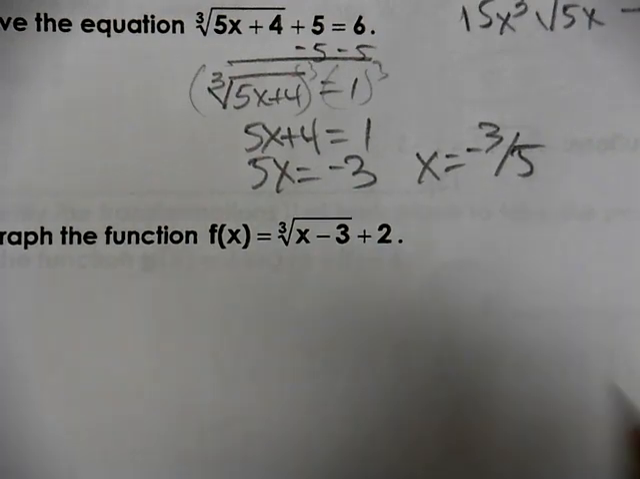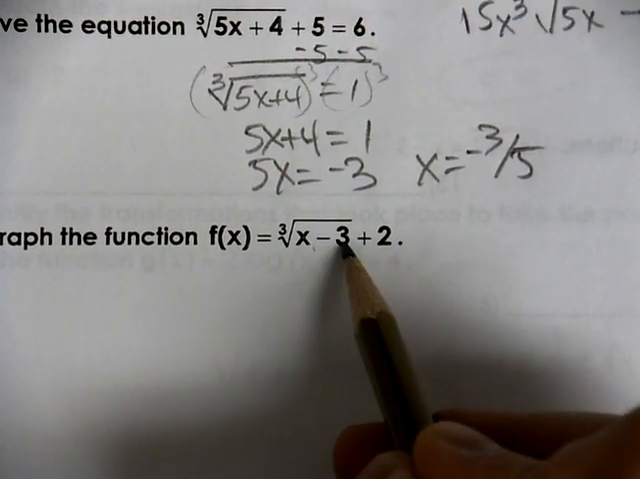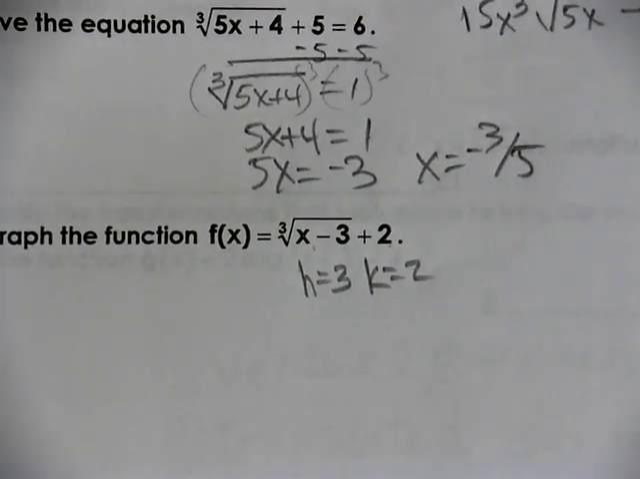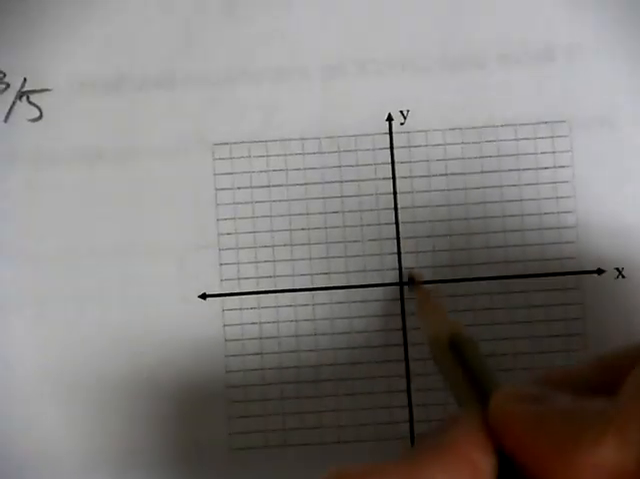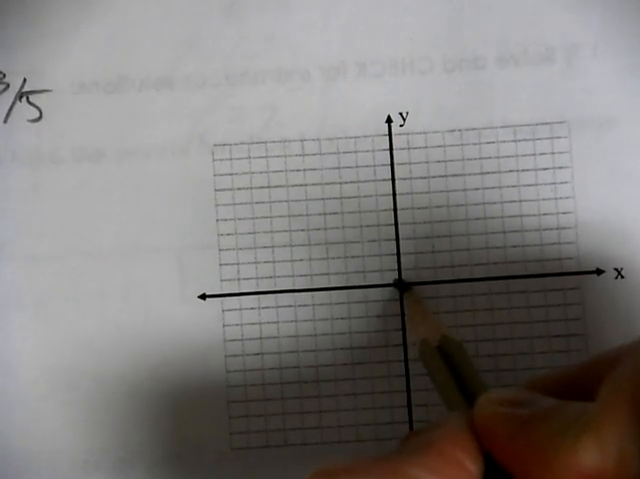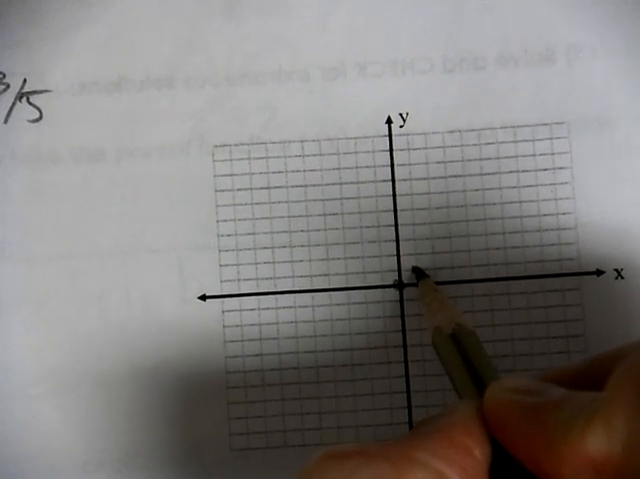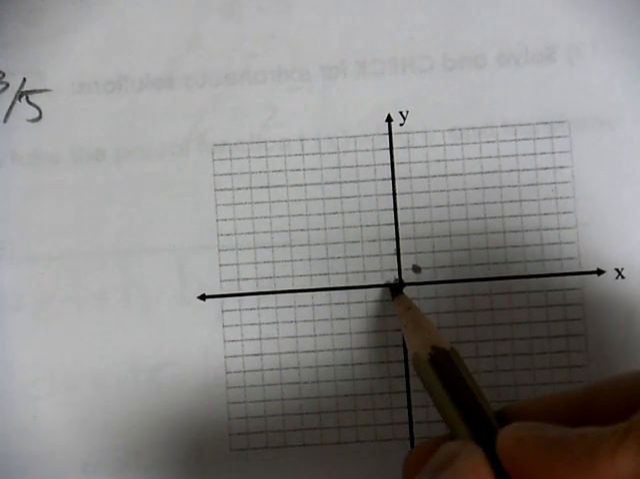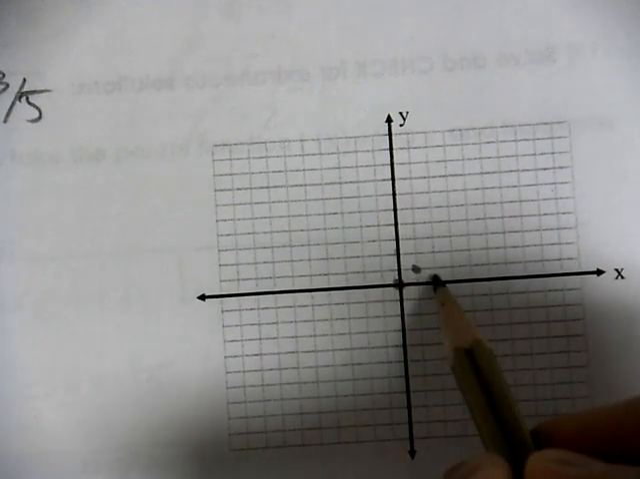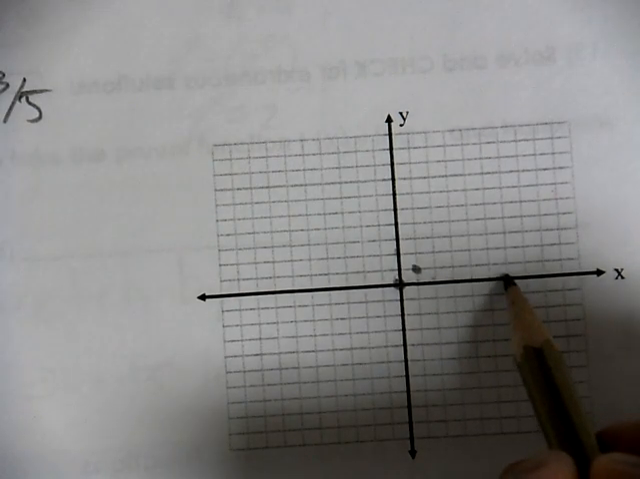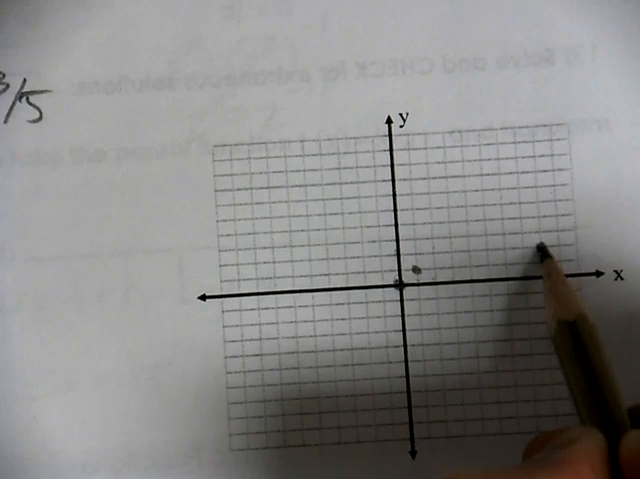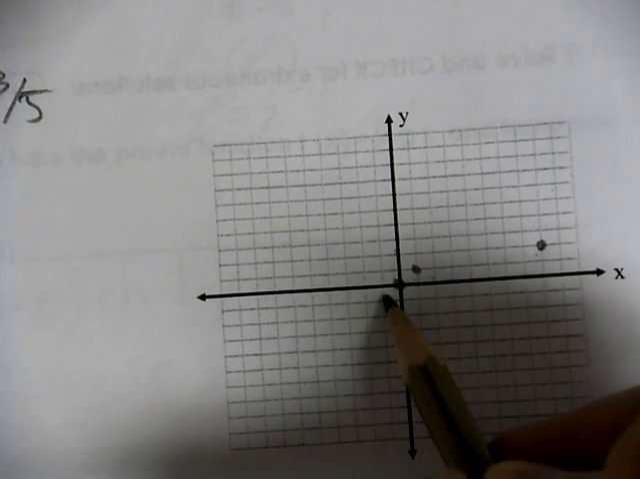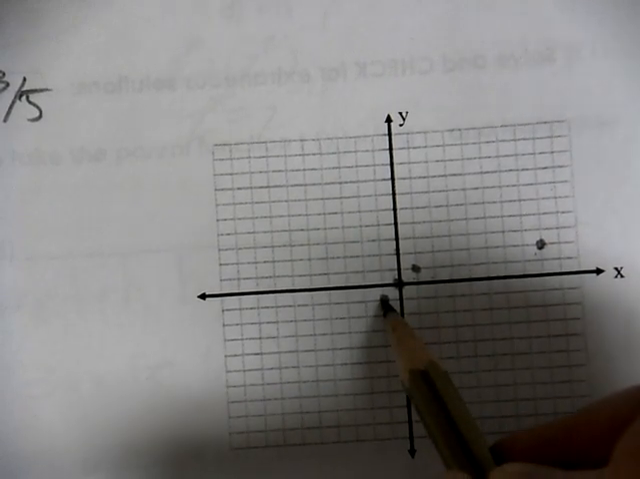We're going to graph. We would do the cube root graph, then we would do our translation. H is 3, K is 2. So the cube root graph is going to basically 0, 0, 1 times 1 times 1 is 1, and then what gets 2? The cube root of 8 is 2. Cube root of 8 is 2, the cube root of 1 is 1, cube root of 0 is 0, cube root of negative 1 is negative 1.